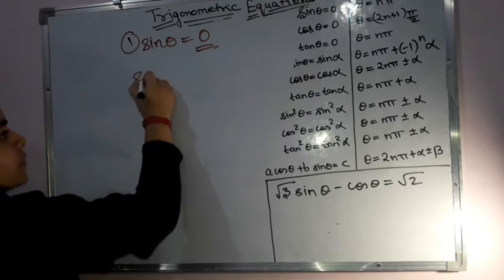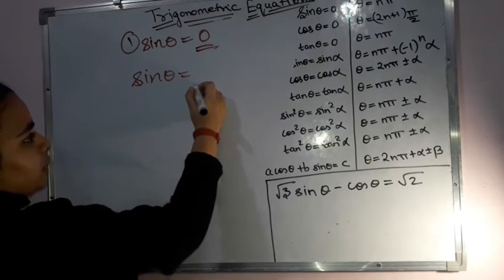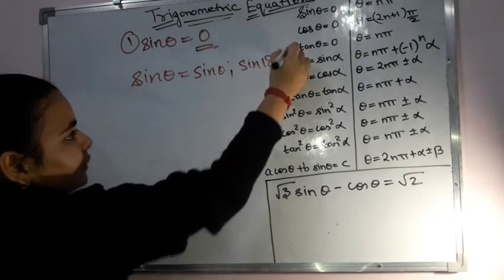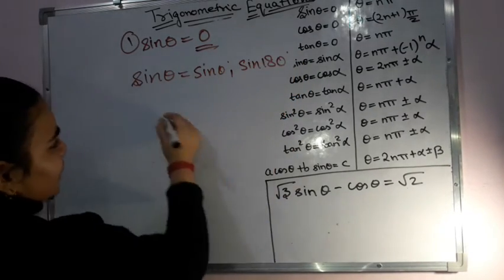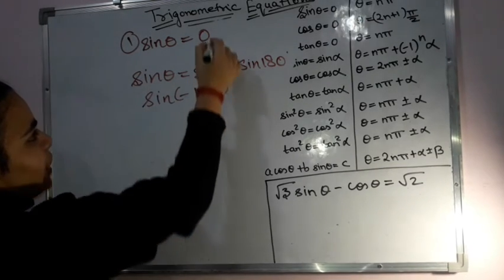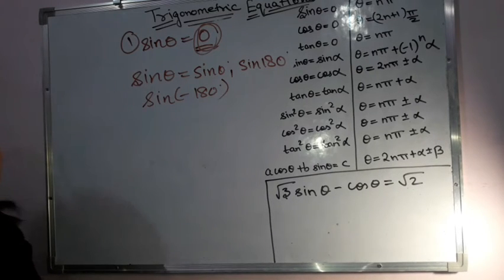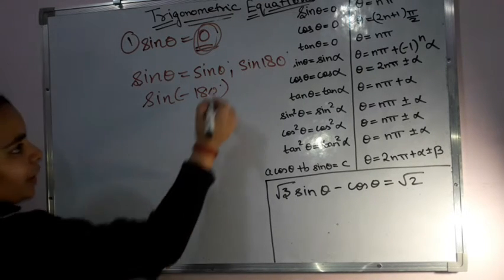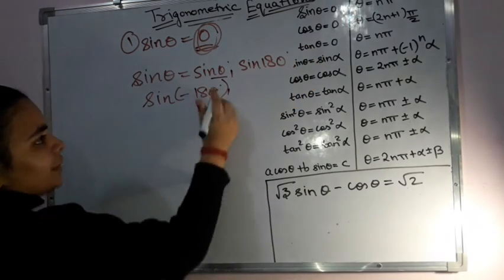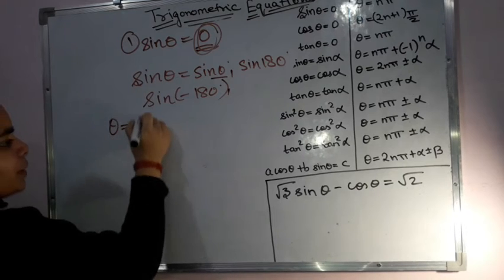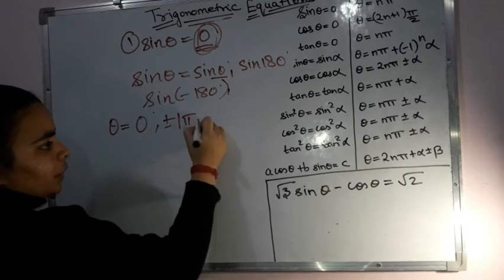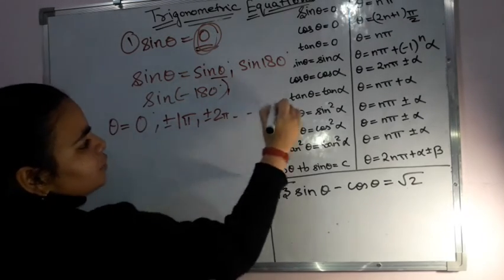So you can have sine 0 degree, and sine of 180 degree also you can consider. Now why are we writing sine of minus 180 degree? We are writing it because we have 0 over here, and plus or minus does not make any effect on 0. So will be the case with 2 pi also, then 3 pi also. That means my theta is going to be 0 degree, it can be plus minus 1 pi, plus minus 2 pi, and so on and so forth.